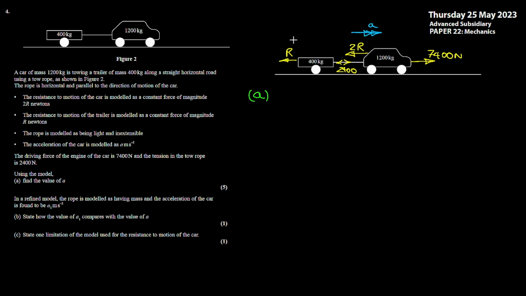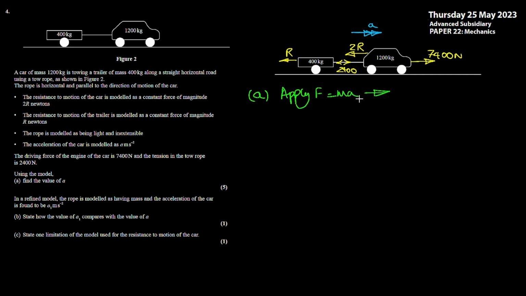Well, if we consider the whole system, we've got a pulling force of 7400 newtons. We've got a total resistive force of 3R. The tension in the cable doesn't really matter because there's an equal and opposite force of 2400. So as far as the system is concerned, this balances itself out.